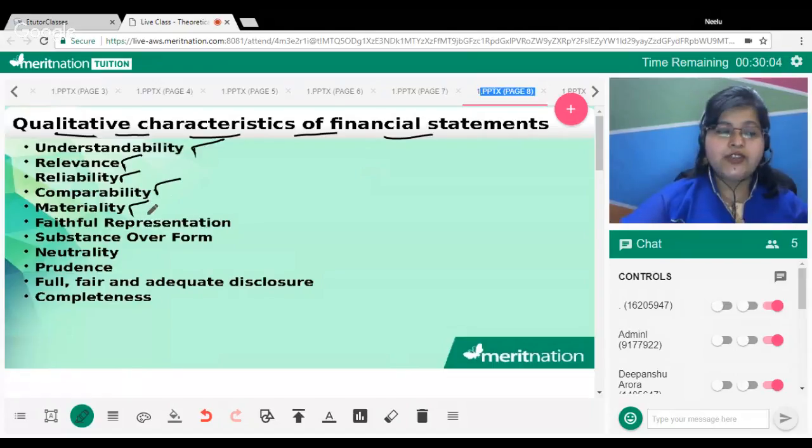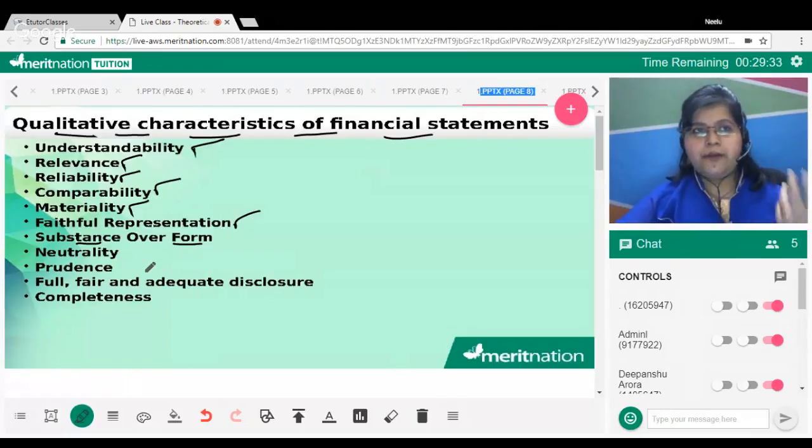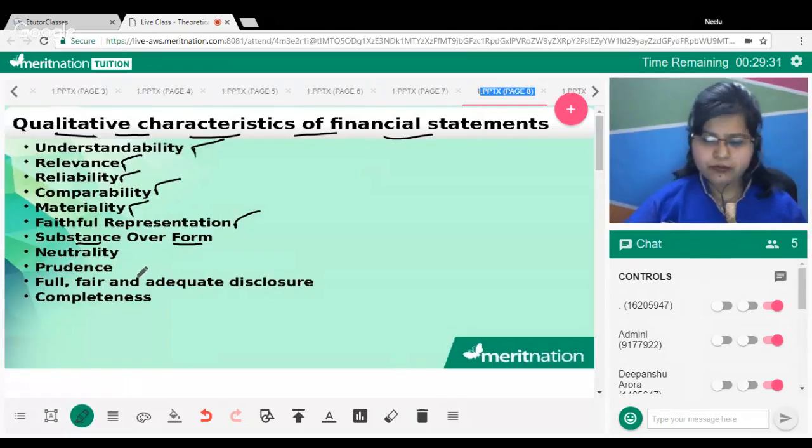Materiality, as I've said, it should focus on the most important things. Faithful representation: there should not be any kind of hiding or any kind of non-disclosure of information from the users of accounting financial statements. Substance over form. Now, form basically means the legal form, and substance means what is the importance or the worth of this information.